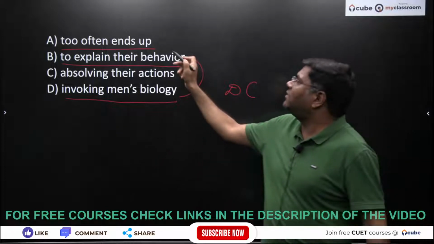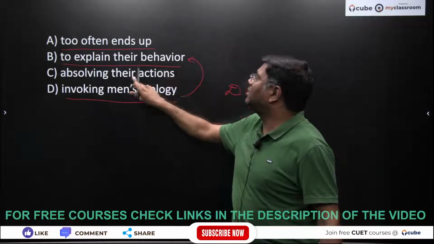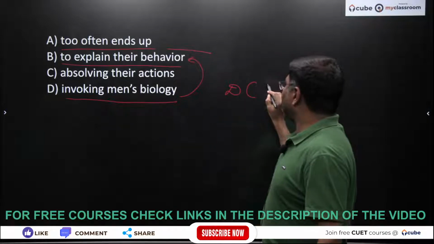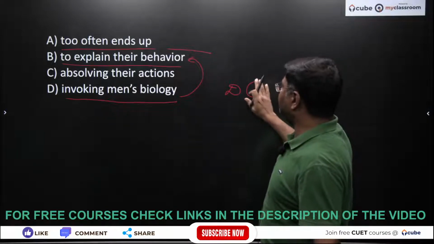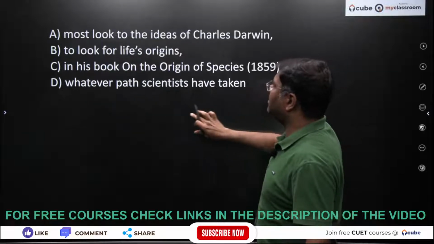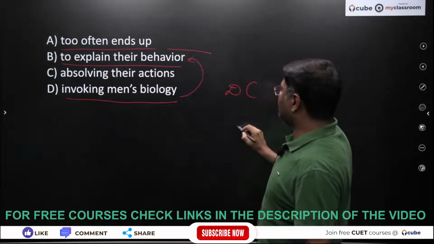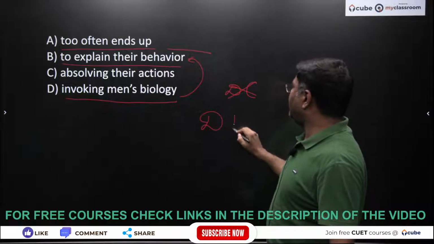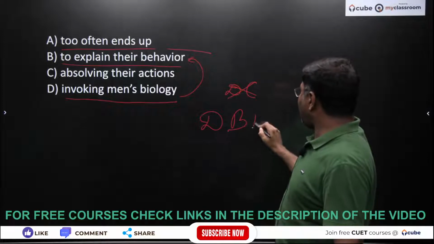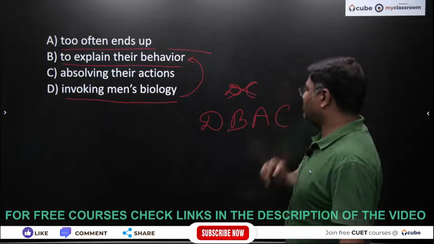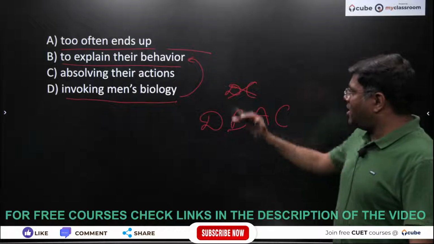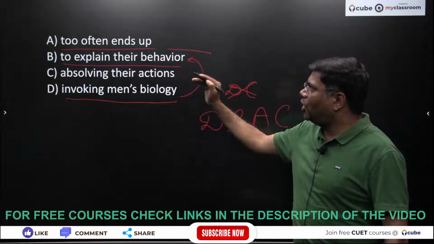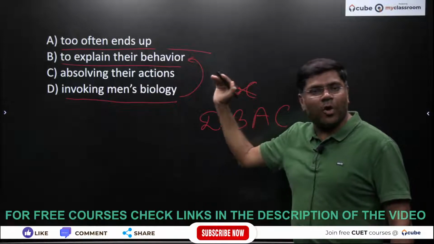This "ends up" needs something, and this something is there in, sorry, DB. So here we do not have this. I've just made a mistake, this is wrong. It should be D, B, and then A, then B. So how does it go here? Invoking men's biology to explain their behavior too often ends up absolving their actions.